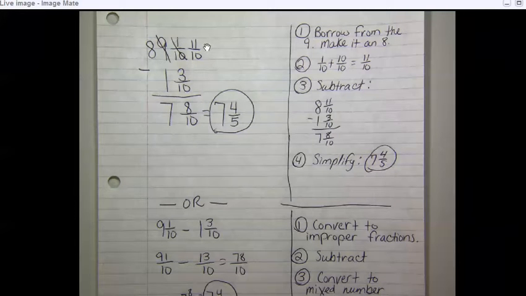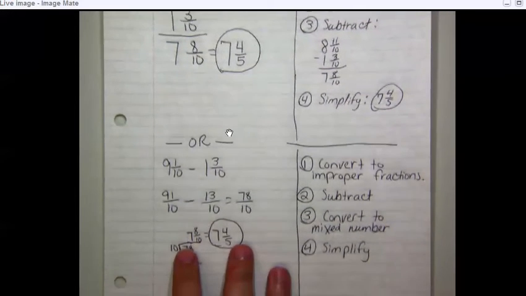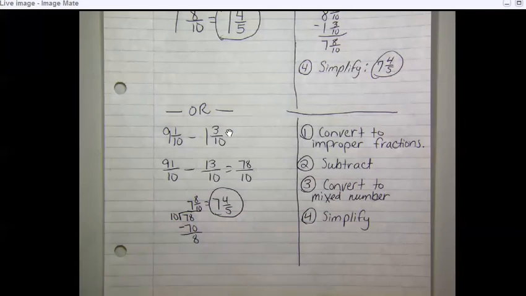And so 8 11/10 is the same as 9 1/10. But now I can subtract with this 11 minus 3. And so 11 minus 3 is 8. And 8 minus 1 is 7. 7 8/10 can be simplified to 7 4/5. Or we can solve it this way, by making the mixed numbers into improper fractions and then subtracting.